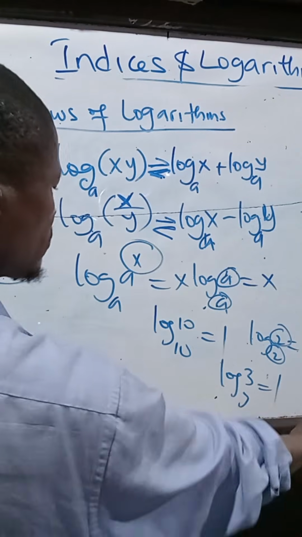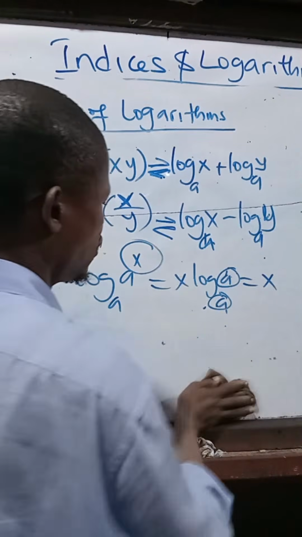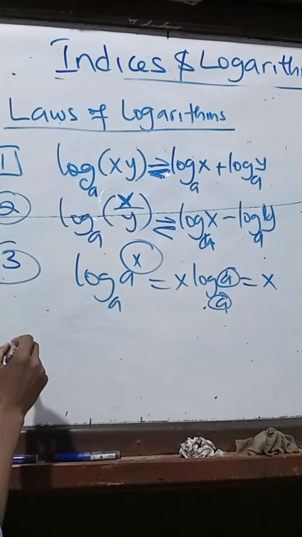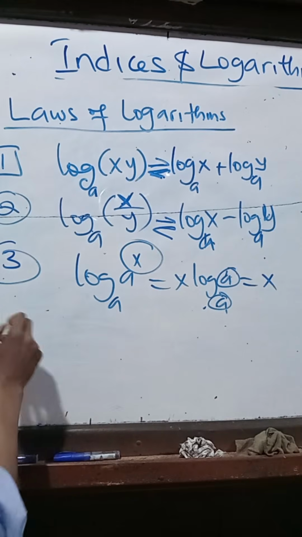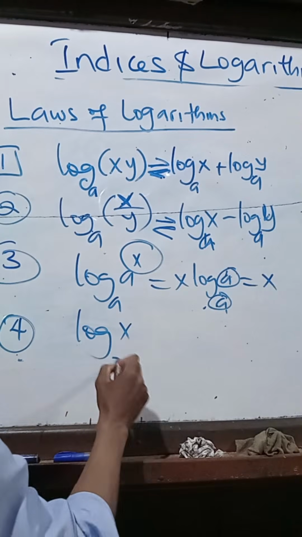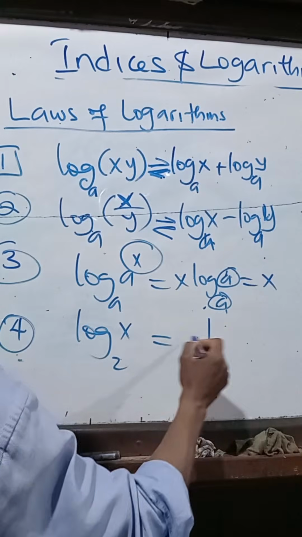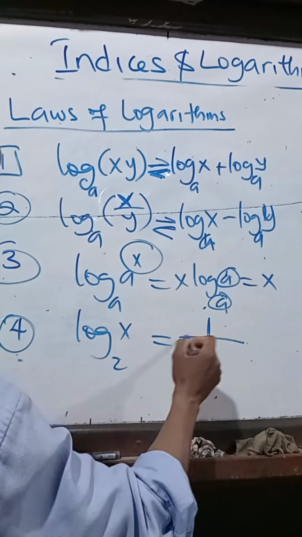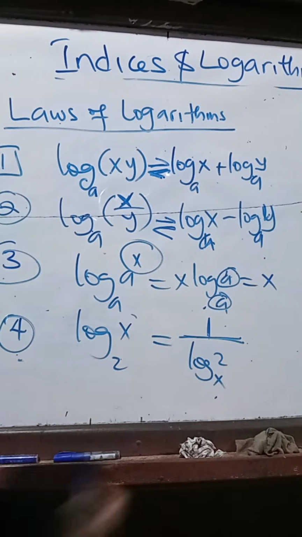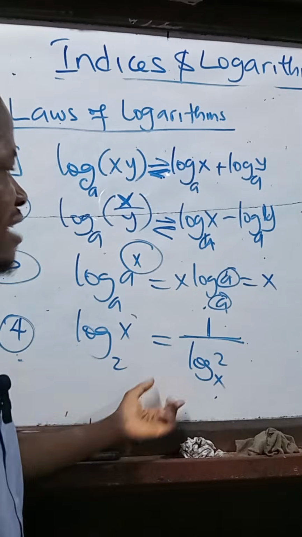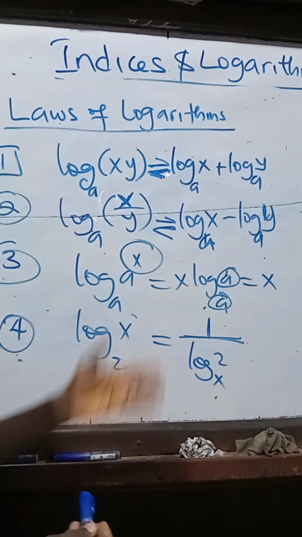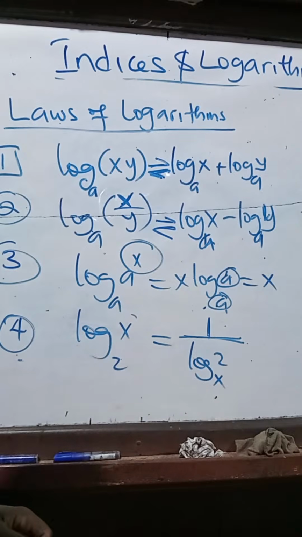Okay, let's see the law for change of base. If you have log x base 2, it is the same as 1 over log 2 base x. Once you place the 1 on top, the base and the argument swap. So that's that on logarithm. Let's see practical questions to buttress this law.